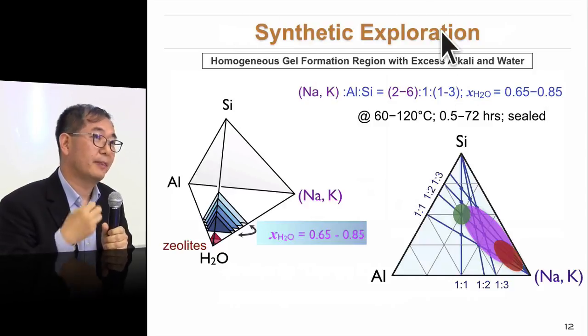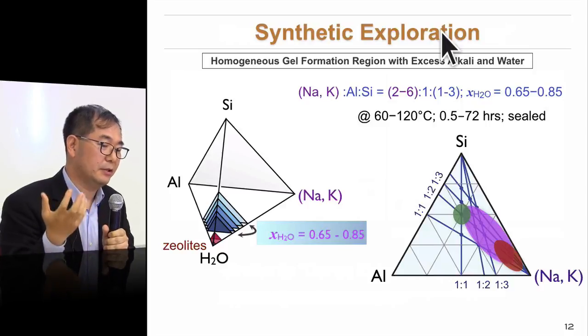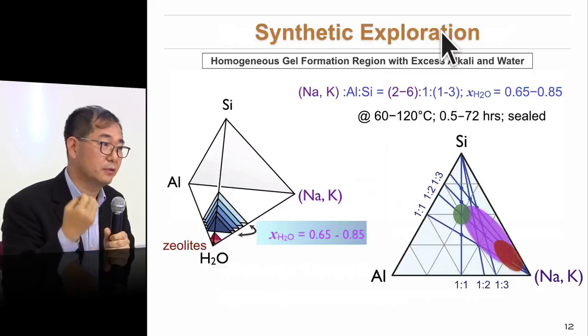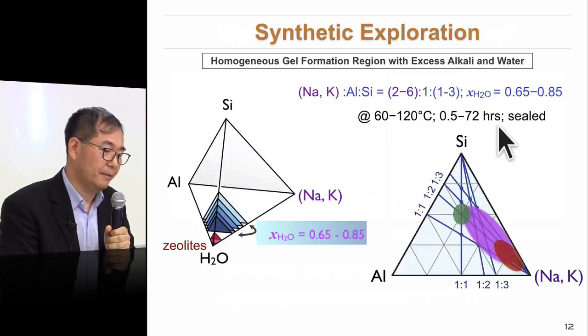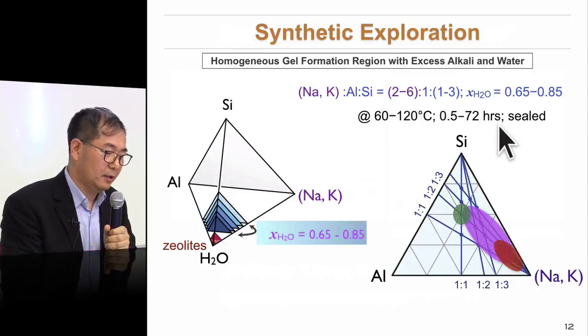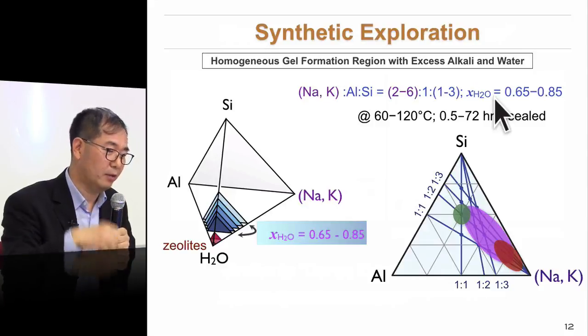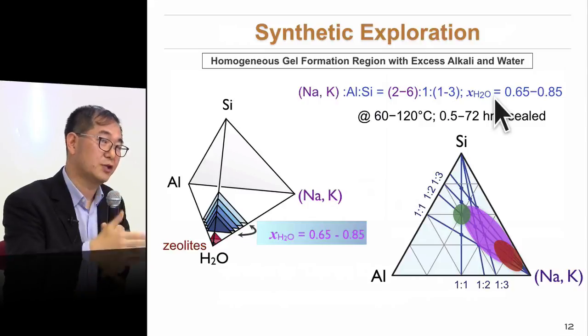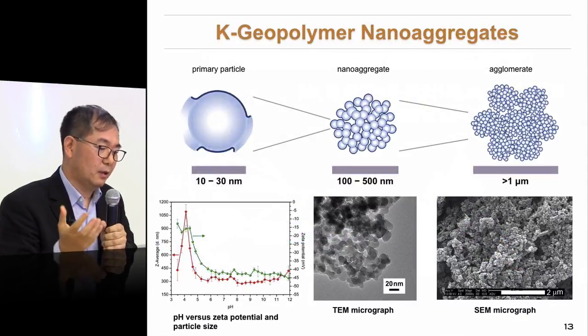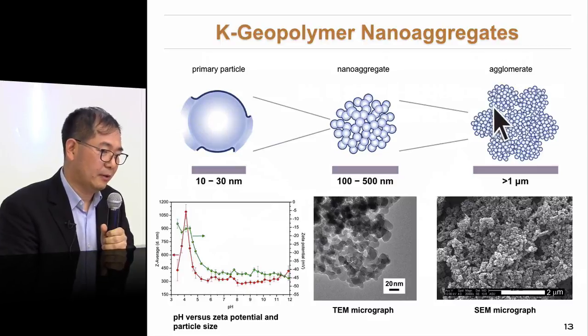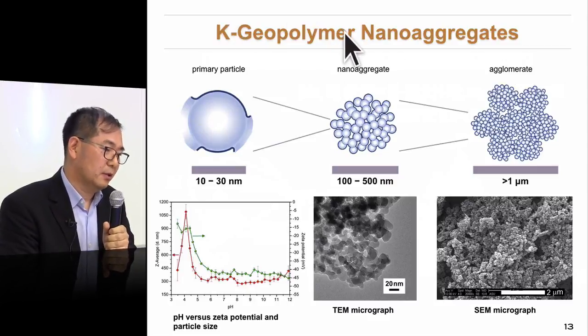So, synthetic exploration. Once we have this idea, we want to find the right precursor compositions, temperature, and reaction time that give the right product. I'm not going to talk about all of these things, but the bottom line is we have a systematic way of exploring the synthesis and finding the relationship between the precursor composition, synthetic conditions, and product properties. So under certain conditions, we can generate potassium-based geopolymer nanoaggregates.